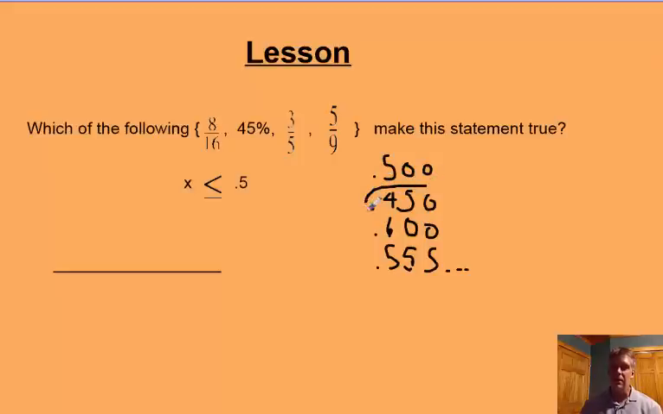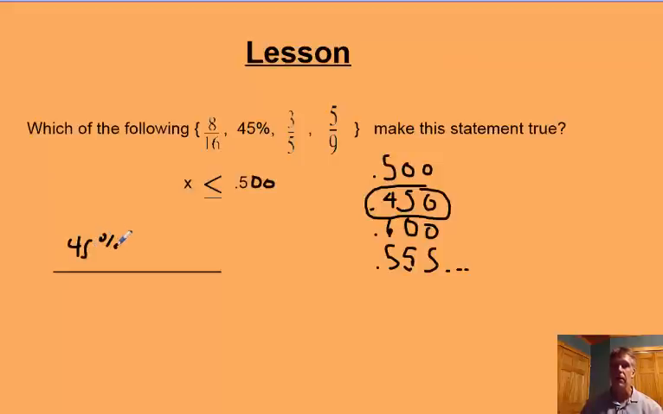Is this going to be less than or equal to 0.5? Well, let's add some zeros so you can see. Just look, it's like 450 thousandths. And this one's 500. Yeah, that's going to be smaller. So 0.45, which was 45%, is going to make that true. It's going to be less than 0.5.